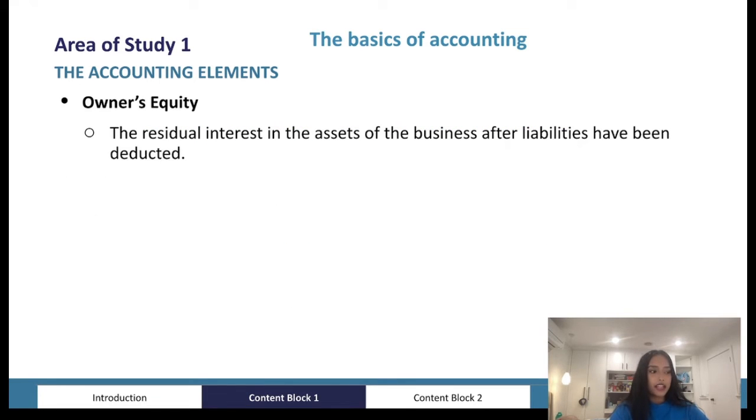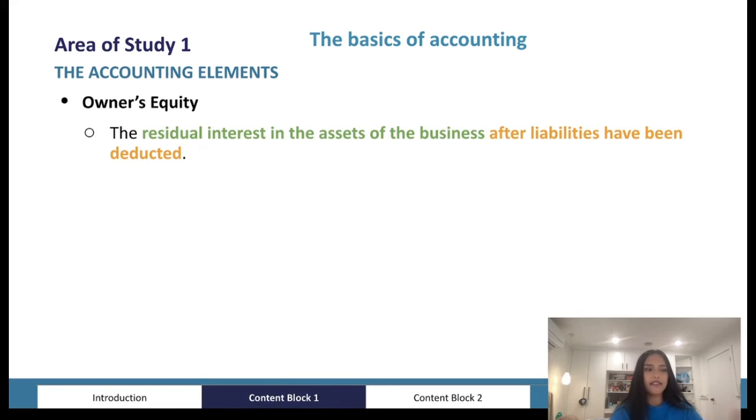The third element is owner's equity, which is basically whatever is left in the business out of our assets after we subtract liabilities. Because obviously the accounting equation is assets equals liabilities plus owner's equity. So whatever is left over in assets after liabilities have been deducted is the residual, which is the owner's equity.